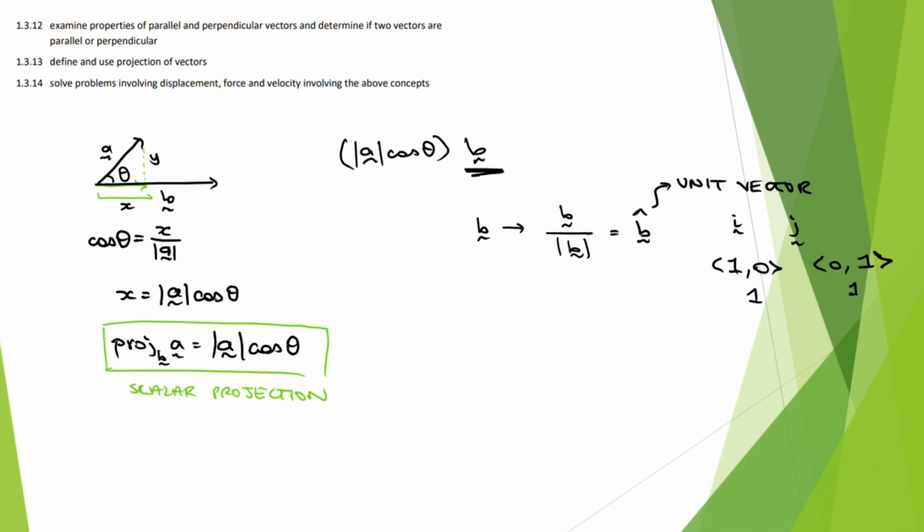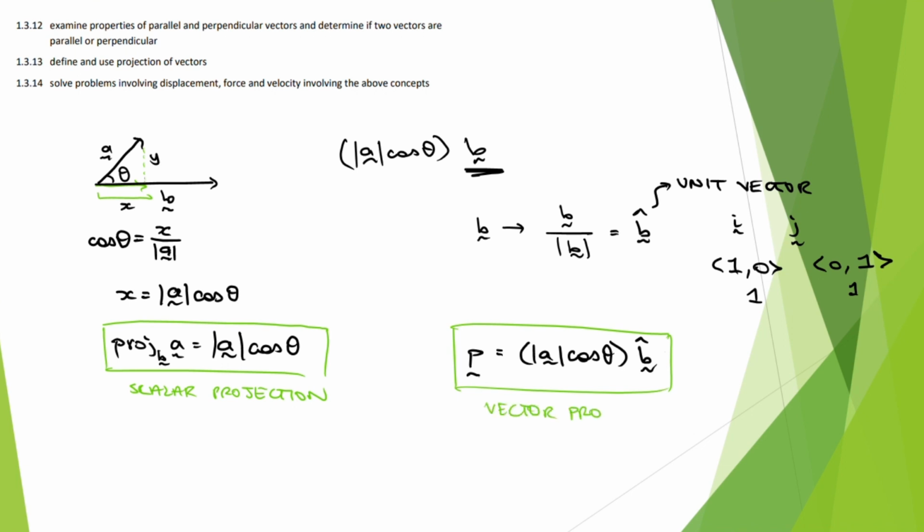So, to find the vector projection, and I'm going to represent that with P and a tilde underneath, that's going to be equal to A cos theta multiplied by my unit vector, B hat, I'll call it. Okay? And so this is referred to as my vector projection.